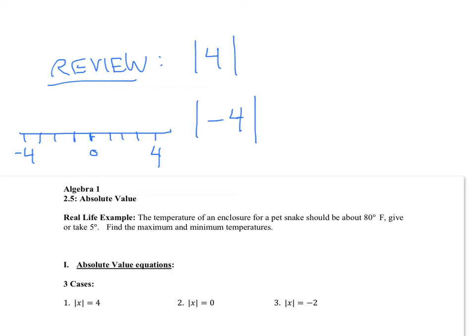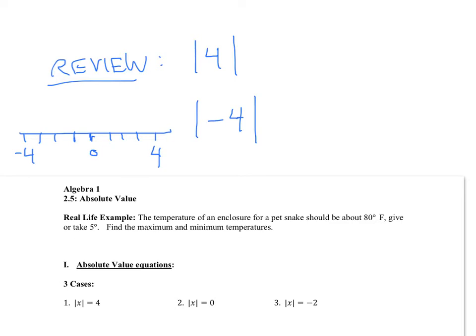Alright guys, we're going to do a real quick video on 2.5 absolute value equations. Before we get into the absolute value equations, here's a quick review for you. We did talk about this before when we added or subtracted integers. Absolute value is where you have these bars around a number. Absolute value is the distance from a number to 0 on the real number line.